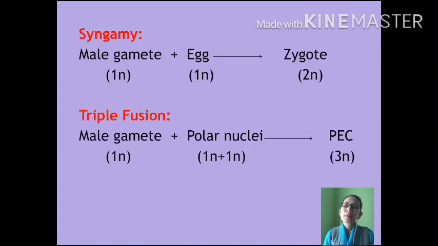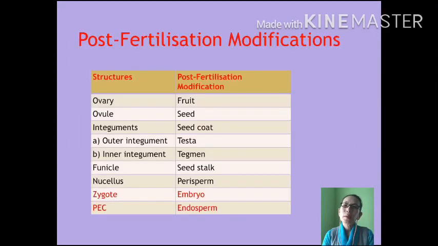So after such successful double fertilization, the floral structures are going to be undergoing successive modifications, which are described as post-fertilization events or modifications. Some of the major modifications in the floral structures are shown in the table here. After fertilization, the ovary is going to be maturing and differentiating into the fruit, and the mature ovule is going to be becoming the seed.